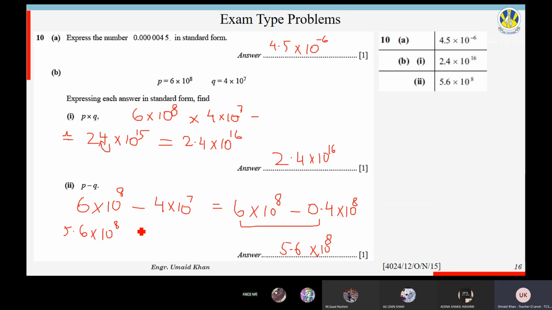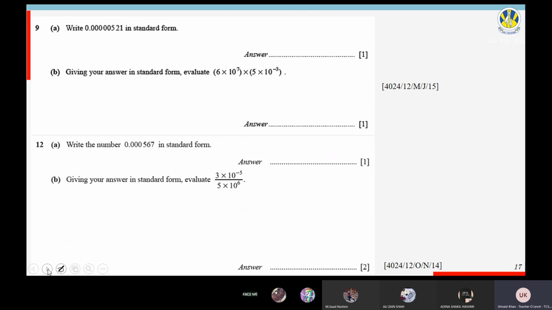Okay. So these are the answers from the marking scheme. Let's move to the next question. First, we have to convert this number to standard form. So this one will be very straightforward. How will you write it in standard form? 1.25 multiplied by 10 raised to power 7.